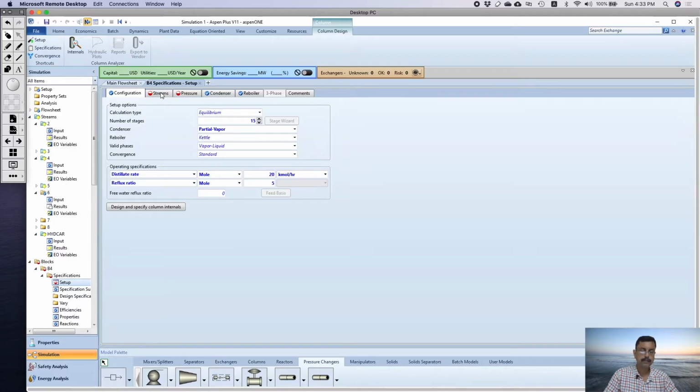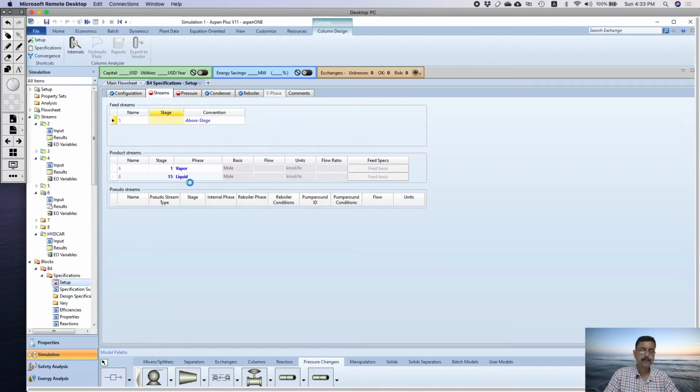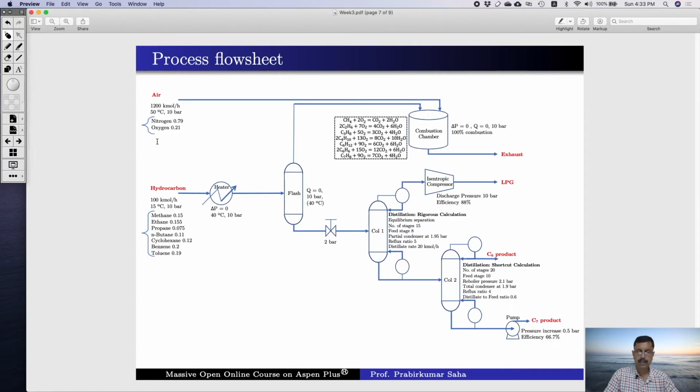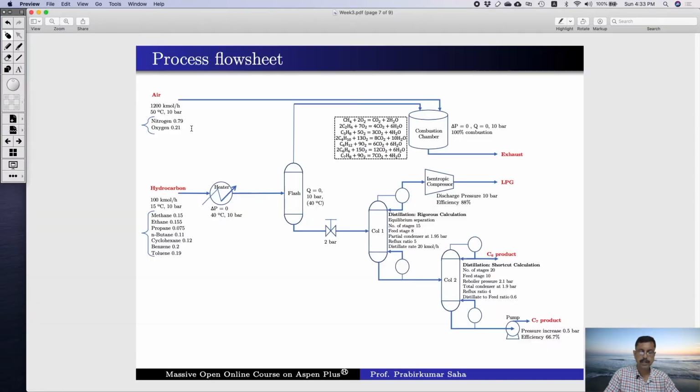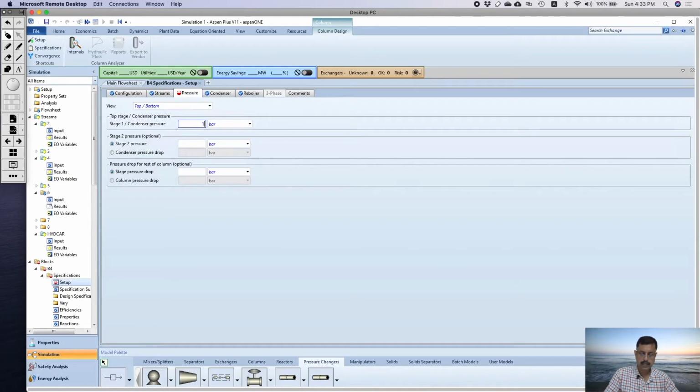So it is stream. Okay, so stream, it is asking for feed stream. So where the feed stream is fed. So we have the information, it is feed stage 8. So we write it here 8. And then the next one, pressure. Condenser pressure, which is 1.95 bar. So we give 1.95 bar. Then it is also complete.